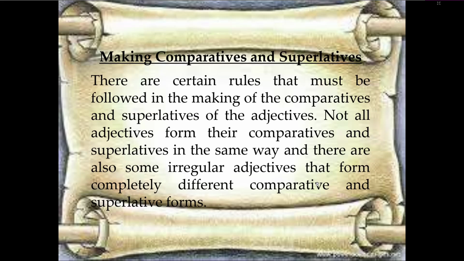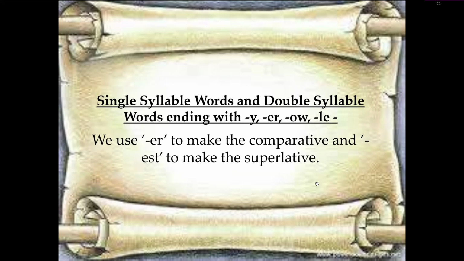Now, how can we make comparatives or superlatives? There are certain rules that must be followed in making the comparatives and superlatives of the adjectives. Not all the adjectives form their comparatives and superlatives in the same way, and there are also some irregular adjectives that form completely different comparative and superlative forms.